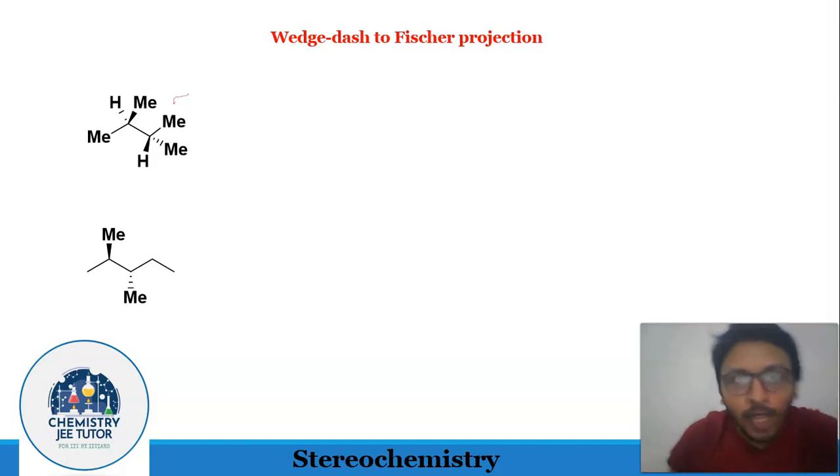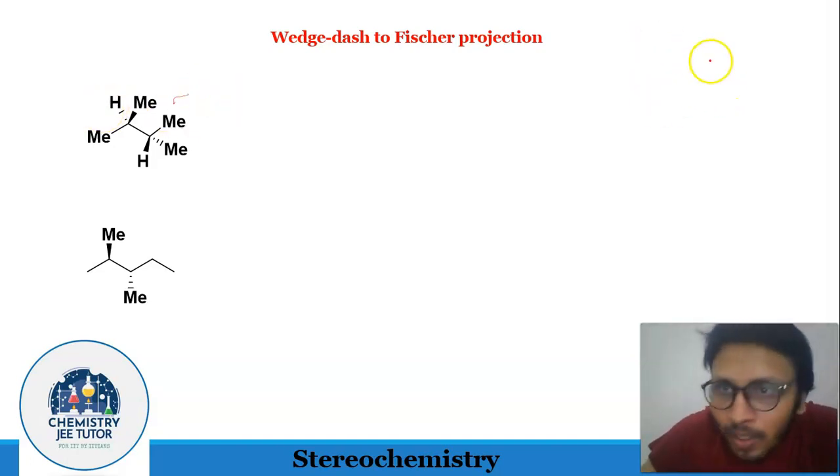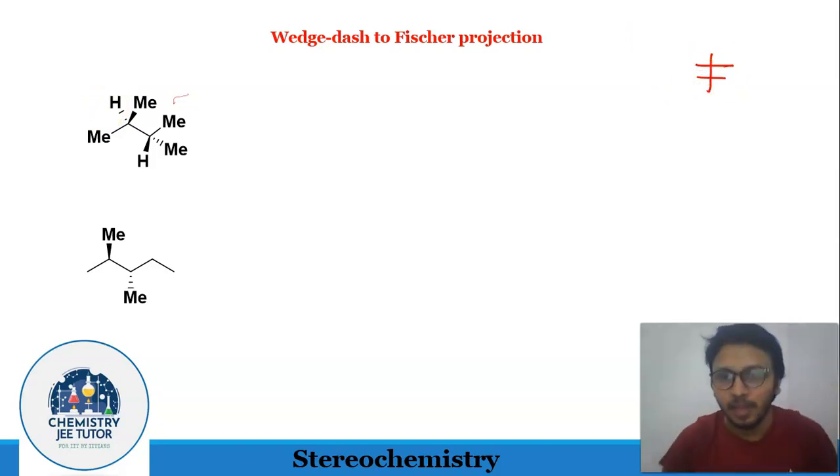We are converting a wedge dash to a Fischer projection. What is a wedge dash? This is a wedge dash. What is a Fischer? We talked about it last day. This is a Fischer projection. Any groups are there, I'm just giving a random example. So we have to convert this example to a Fischer projection.